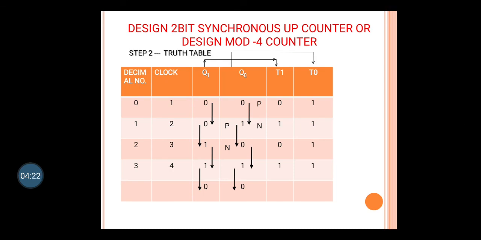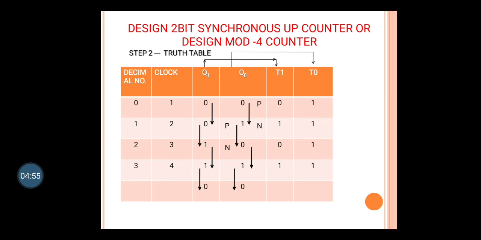So here you can see this truth table. First column is decimal numbers, second is clock as usual. How many clock pulses do you have to count? Since it is the mod 4 counter, a 2-bit synchronous counter, we are going to count 4 clock pulses. In the input table, Q1 and Q0 you are going to write as output, and then the input names you are going to write T1 and T0. Okay. Now T1 and T0 are the output and Q1 and Q0 are the input, remember.